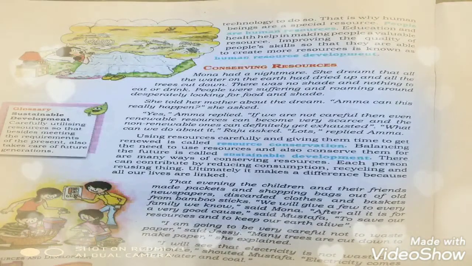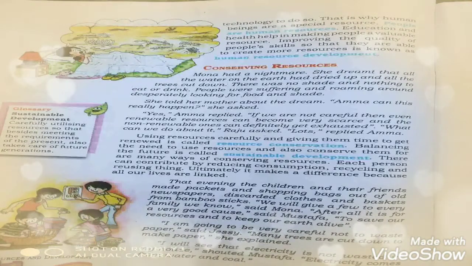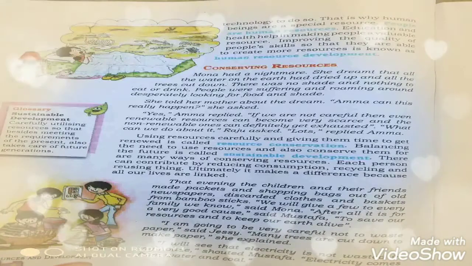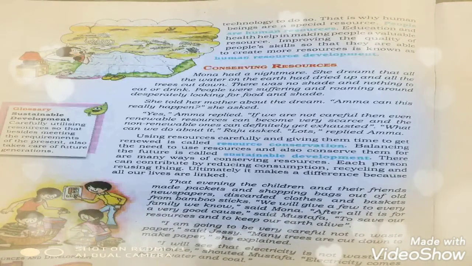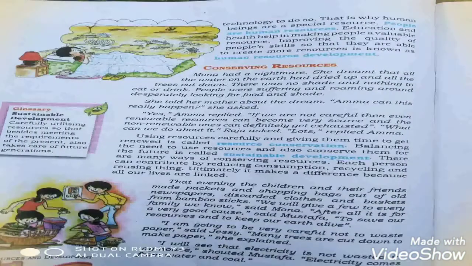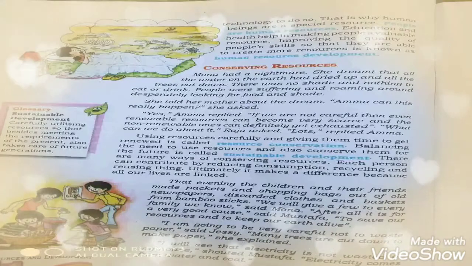Using resources carefully and giving them time to get renewed is called resource conservation. Balancing the need to use resources and also conserve them for the future is called sustainable development. There are many ways of conserving resources. Each person can contribute by reducing consumption, recycling and reusing things. Ultimately it makes a difference because all our lives are linked.